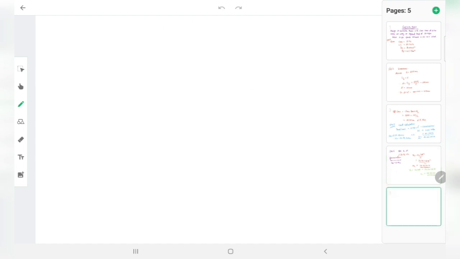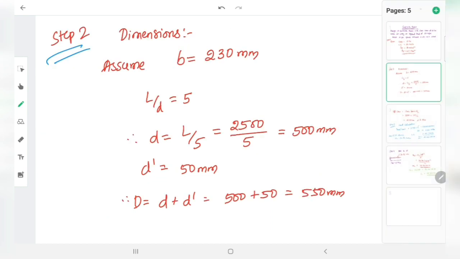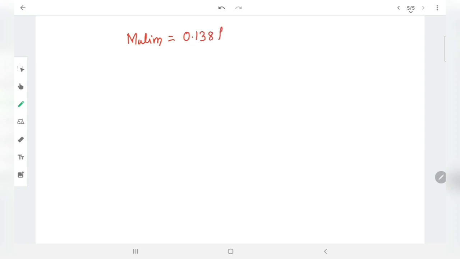Before that we need to calculate the MU limit also. As the grade of steel used in this problem is Fe415, MU limit is equal to 0.138 FCK BD square.